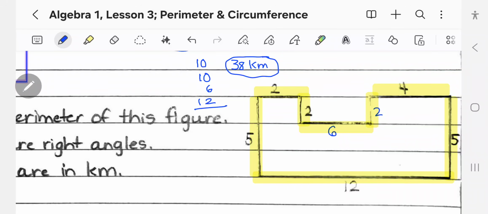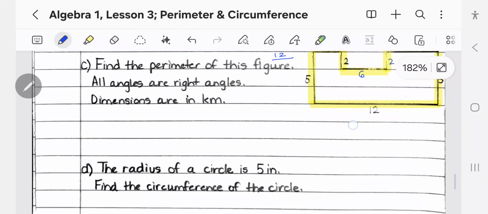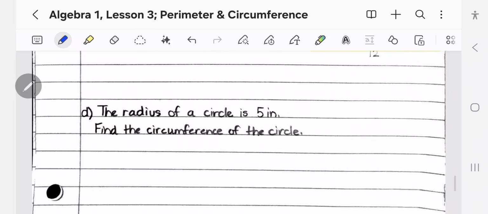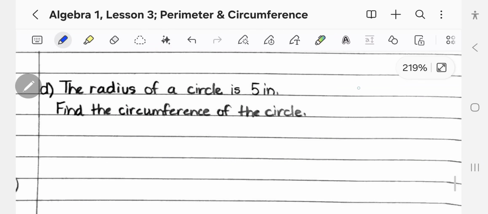So the perimeter of this is 38 kilometers. All right, D says the radius of a circle is 5 inches. So we're going to draw our circle. The radius is from the center to the outside, and that's 5 inches. Find the circumference of the circle.